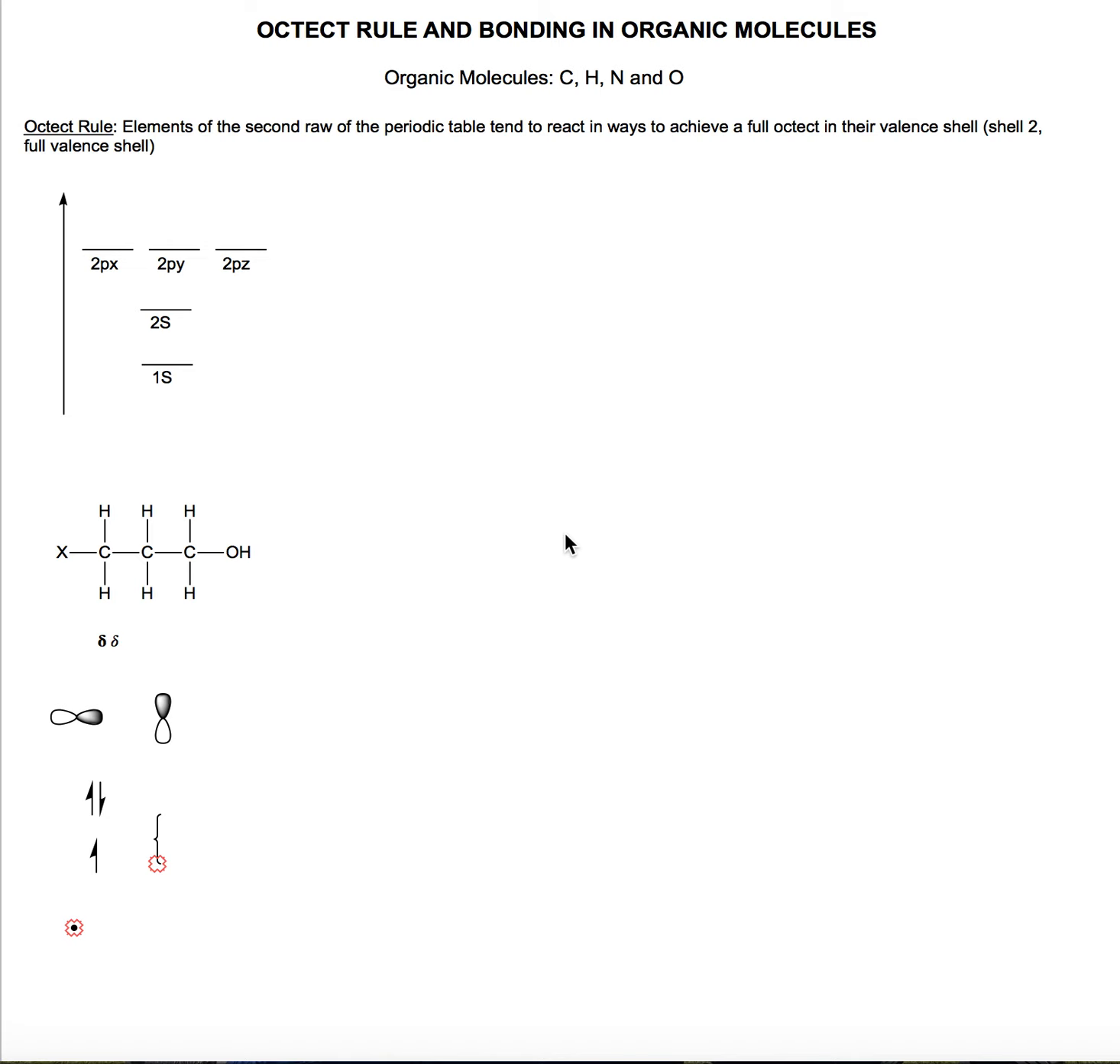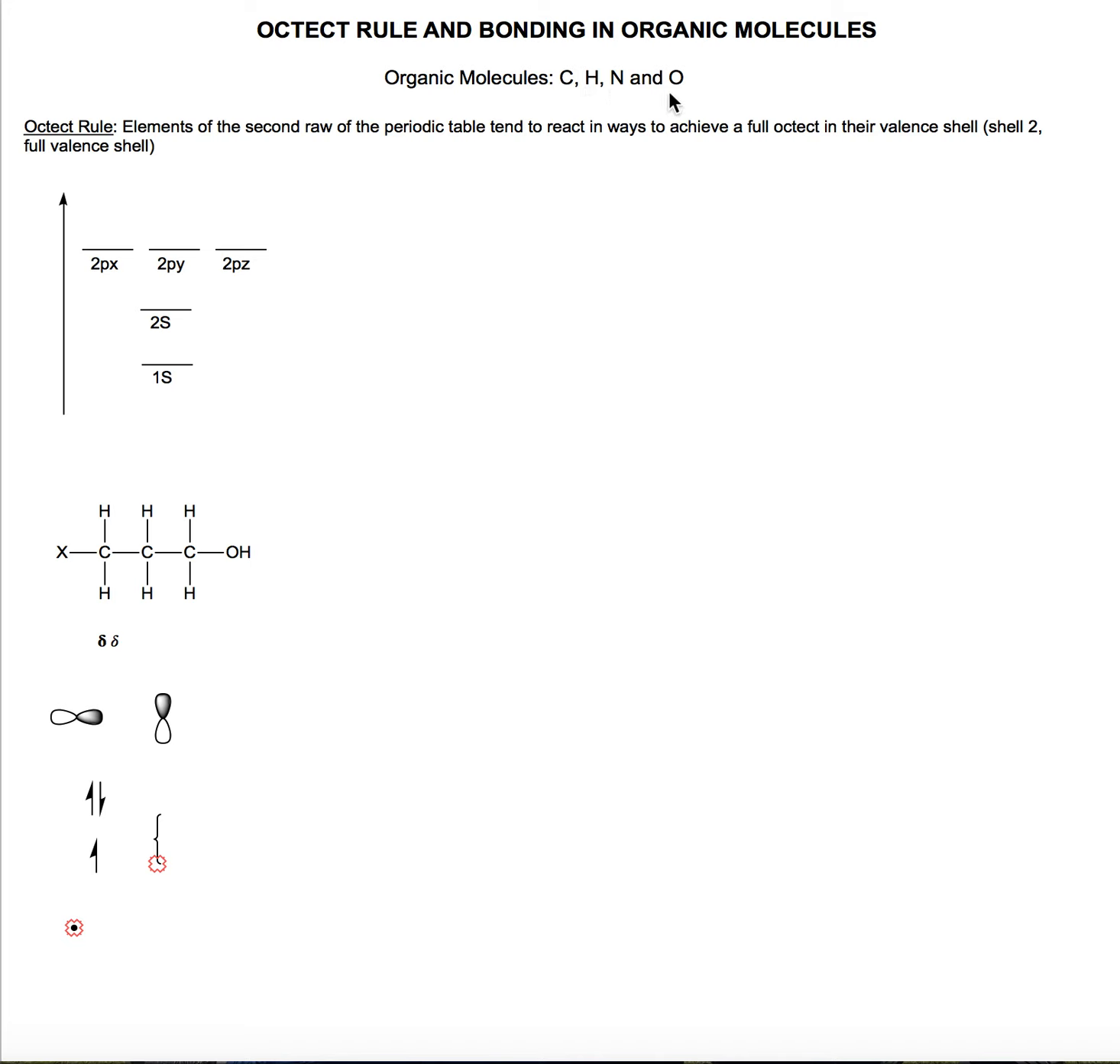Hello everyone. So today we are going to review the main ideas behind the octet rule and bonding in organic molecules. Okay, so first thing we need to know is what are the most common atoms found in organic molecules? And that is carbon, obviously hydrogen, nitrogen, and oxygen.